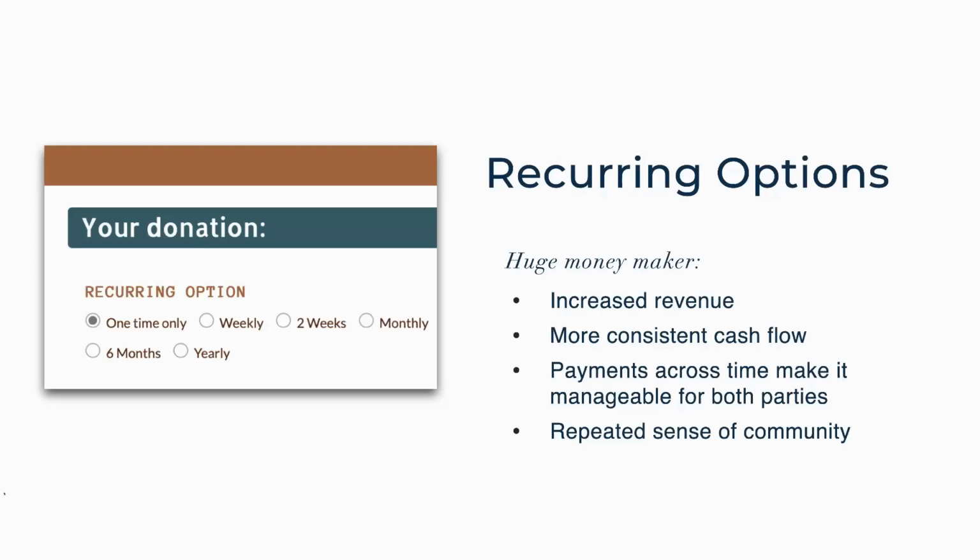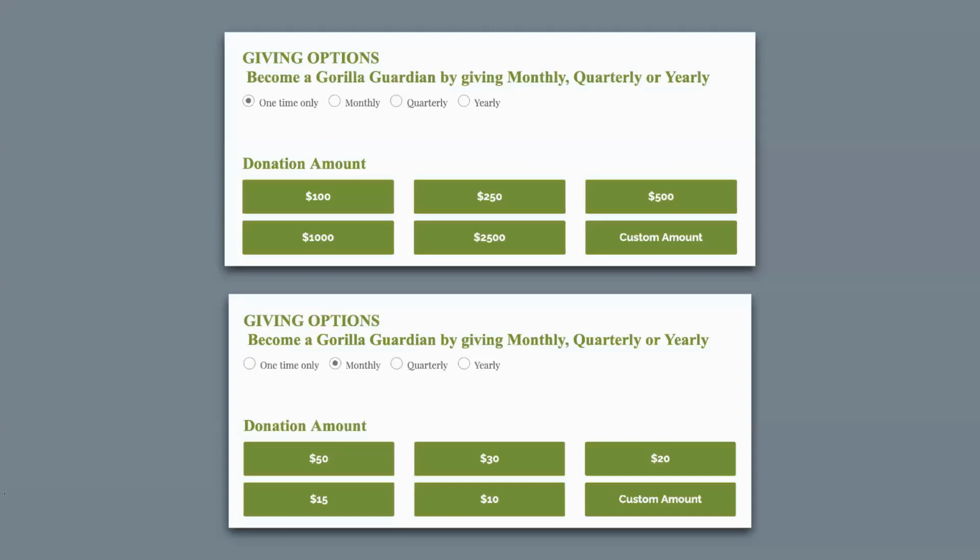Now with this next page, I also wanted to show that in our forms, you can change the donation amounts depending on what recurring option the donor chooses. So it gives you the ability to customize the amounts depending on the frequency, which I think is a really cool customization feature.